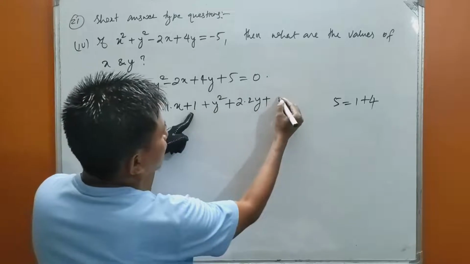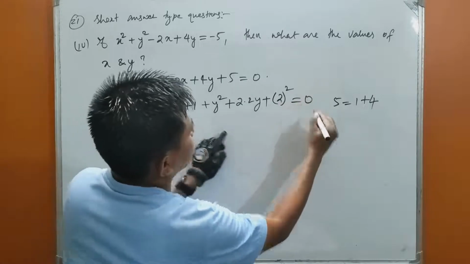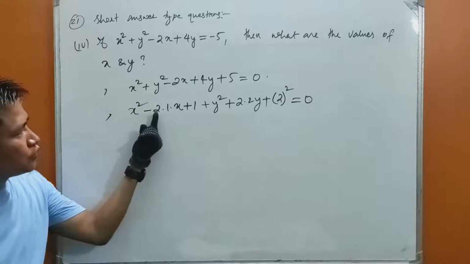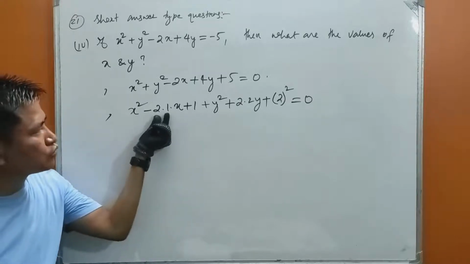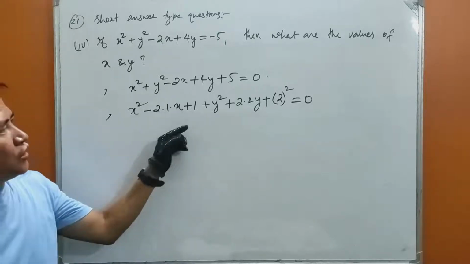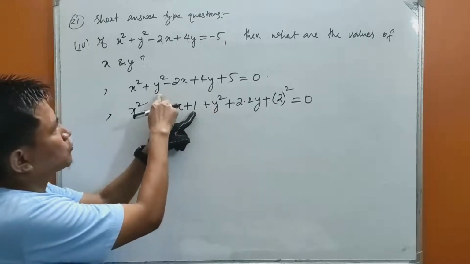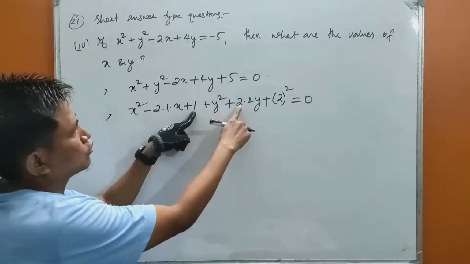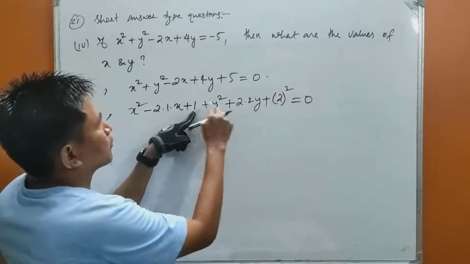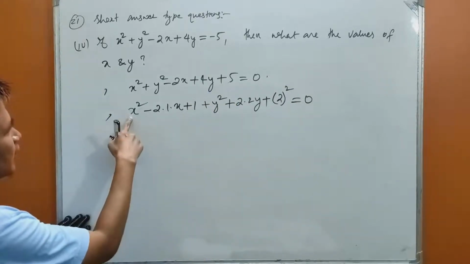Now we have plus 4 and 4 can be written as 2 squared. 2 squared is 4. Let me check. This is x square. This is 2 1s are 2. 2 into x is minus 2x. This is minus 2x. This 1 is from 5. I'll explain later. So right now plus y square is here. So 2 into 2y is 4y. This is 4y. Plus 2 square is 4. 4 plus 1 is 5. Plus 5.